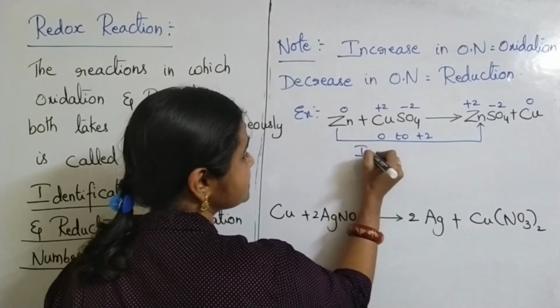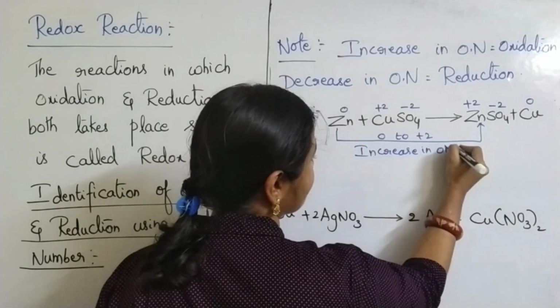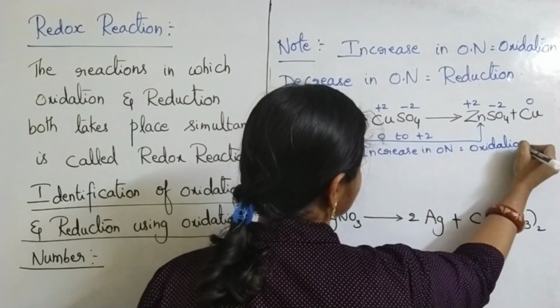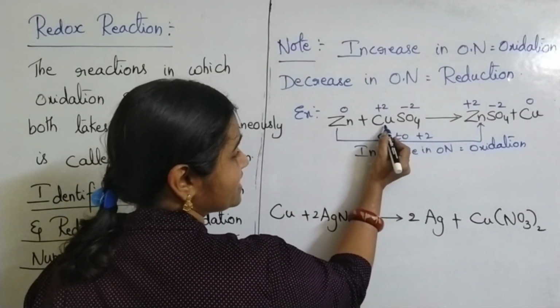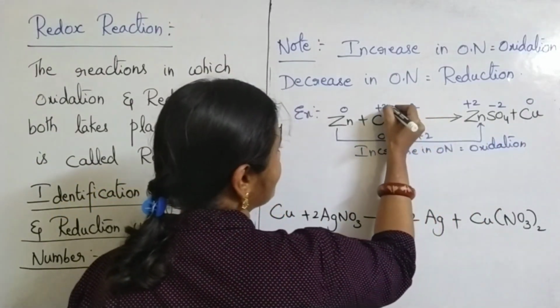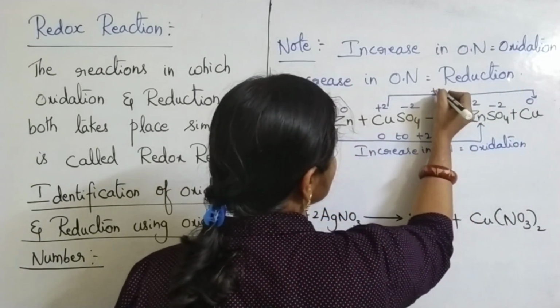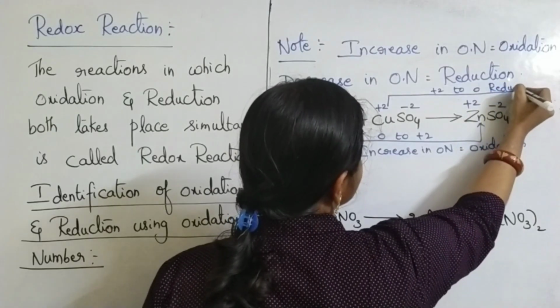Now, an increase in oxidation number, increase in ON, means oxidation. So zinc is oxidized. Same like that, if you compare copper from reactant side to product side, copper's oxidation number changed from +2 to 0, which means reduced, so it is reduction.